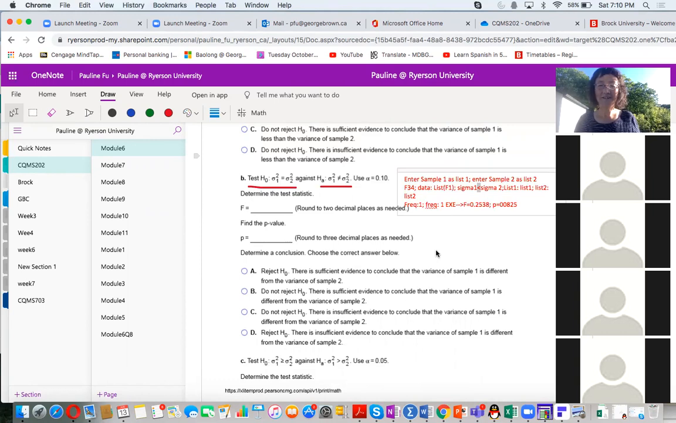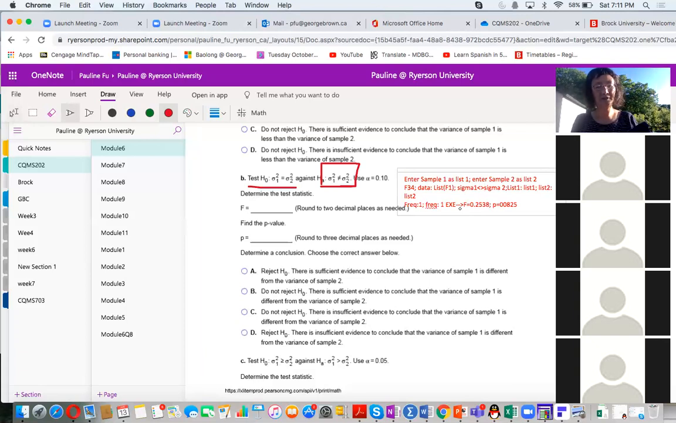It would be not equal to. Excellent, not equal. But I cannot type in not equal, so how do I do? This represents not equal, okay? So sigma 1 not equal to sigma 2, because the calculator is based on the H1 perspective. You have to type in not equal. After that, you press EXE, and this time I'll change my calculator.